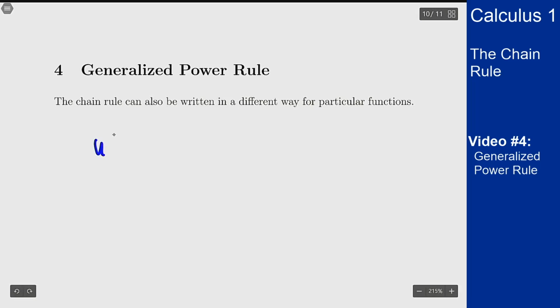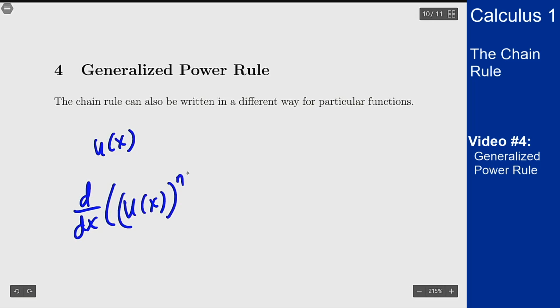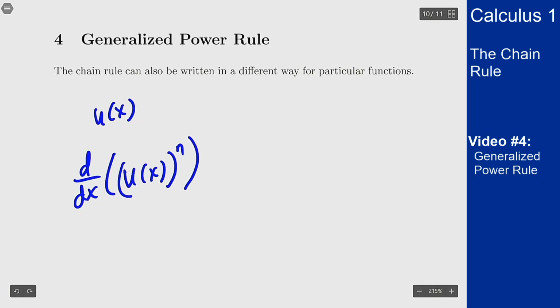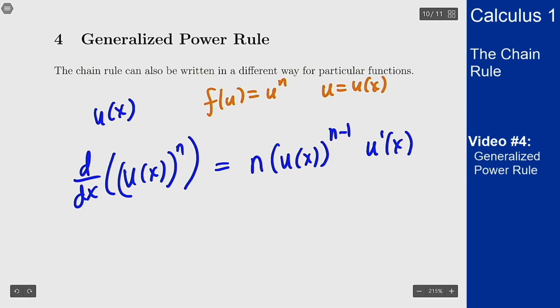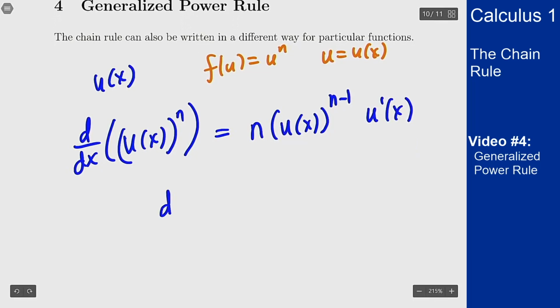So if I have a function u of x, how do I differentiate the function u of x to the n? Well, this is a pretty standard form from the chain rule. This is something to the power n. I differentiate that by saying it's n, that thing, to the n minus 1, and then times the derivative of the function that's inside. That is the chain rule applied to this composition, where my function f of u is u to the n, and u is just this u of x that I had in the first place.